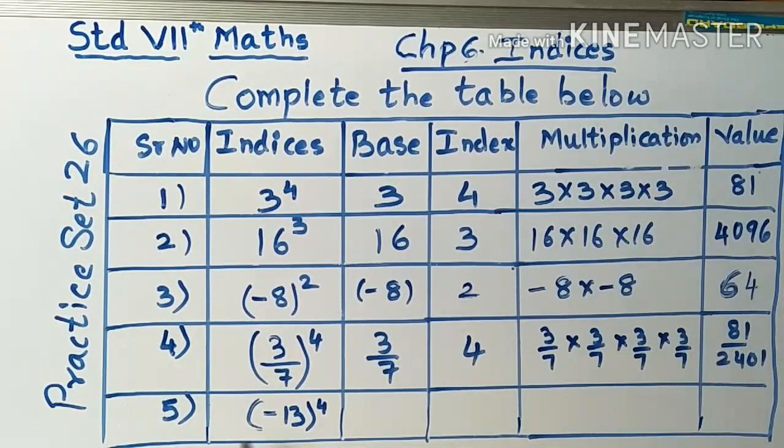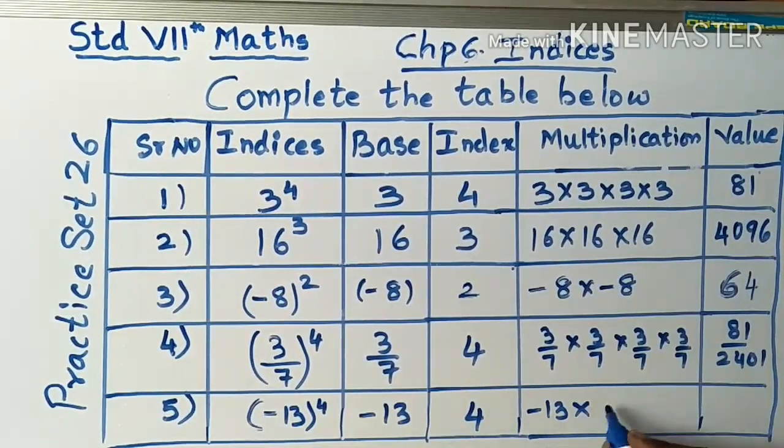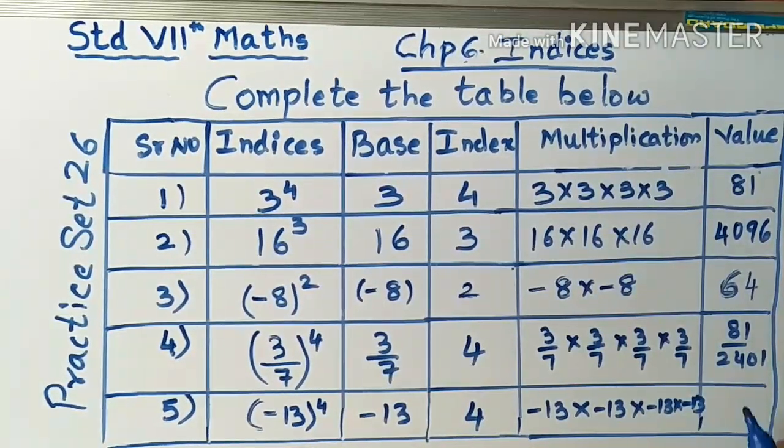The last one, the fifth one, indices: -13 the whole raised to 4. You can say -13 raised to 4. Base is -13, index is 4. Now how do you represent it in the multiplication method? -13 will be multiplied how many times? 4 times. -13 into -13 into -13 into -13. So how much do you get when you multiply this? You get 28,561. So this is the method to complete practice set 26.